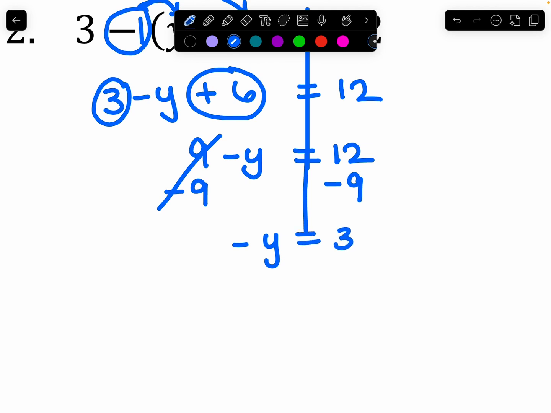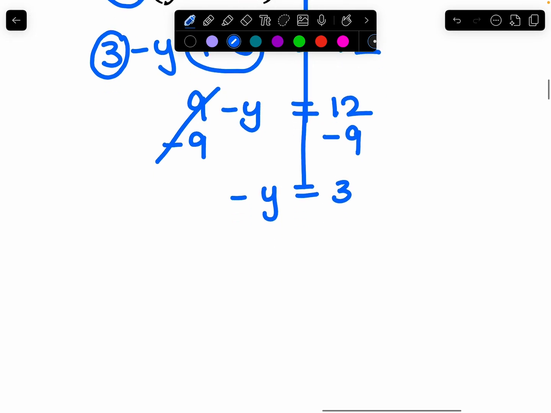Now, I can't leave my answer like this because my variable is actually not technically by itself. There's a -1 in front, and I'm multiplying by -1. So in order to get rid of that, I'm going to divide both sides by -1, and I get y is equal to -3.